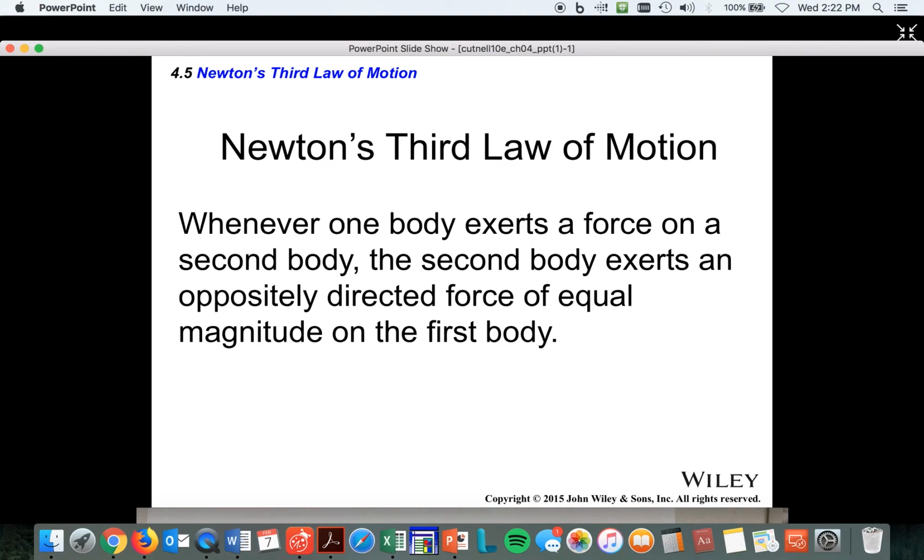Okay, then we get to the third law of motion, which is pretty straight and simple. For every action, there's a reaction of the same magnitude in the opposite direction. Whenever one body exerts a force on a second body, the second body exerts an oppositely directed force of equal magnitude on the first body. That's a nice way to put it. Because people say, for every action, there's an equal and opposite reaction. You can't be equal and opposite. You have the same magnitude, but you're vectors.